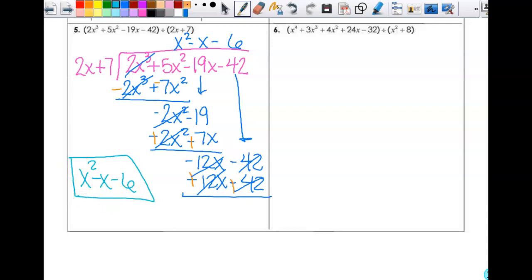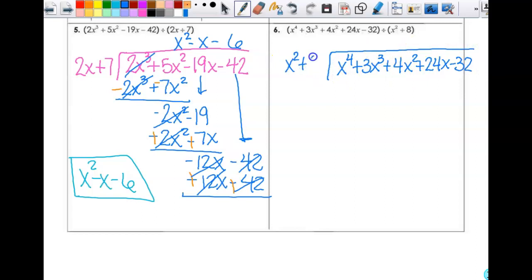Okay? What questions do we have? Anything? Okay. So we're going to work through number 6 together because we've got to talk about some placement so that you don't start making up math, which is always a bad thing. So let's go ahead and I'm going to write this out. So x to the fourth plus 3x cubed plus 4x squared plus 24x minus 32, all divided by x squared plus 8.